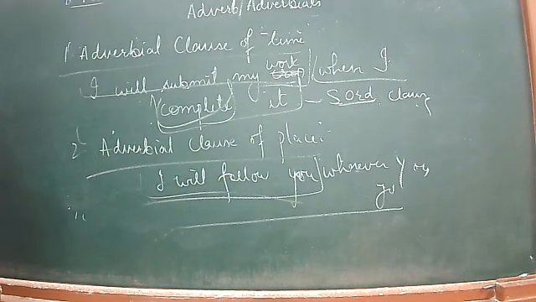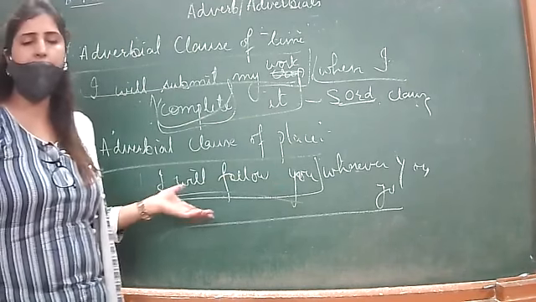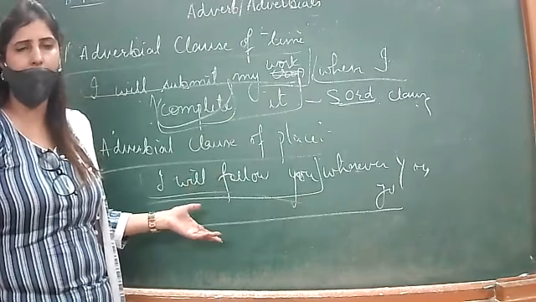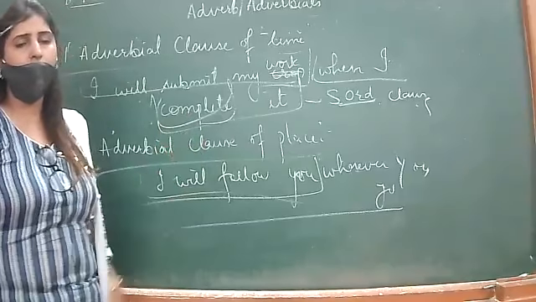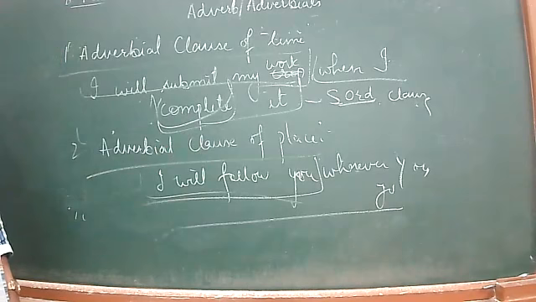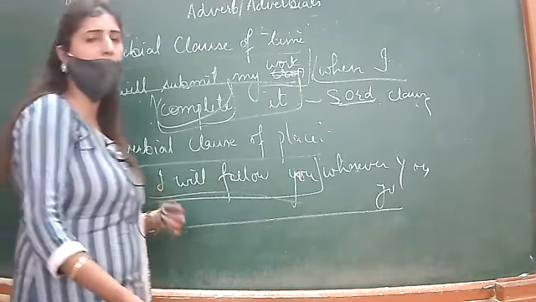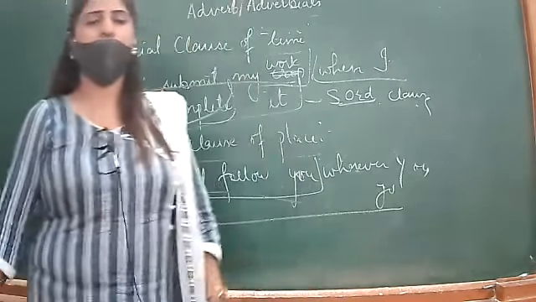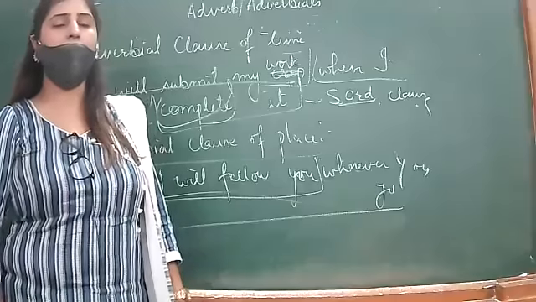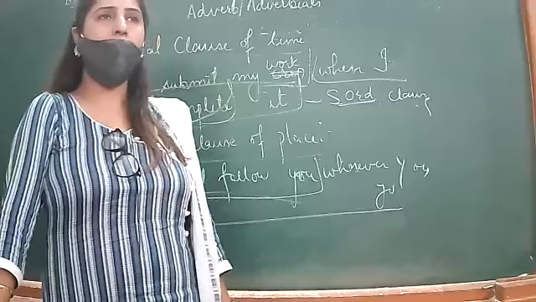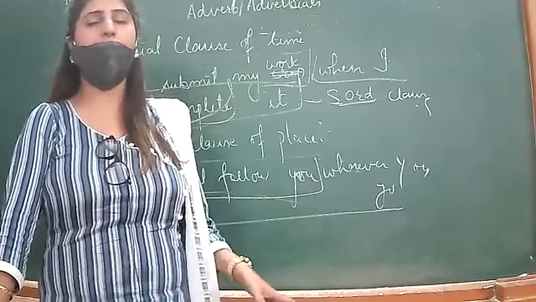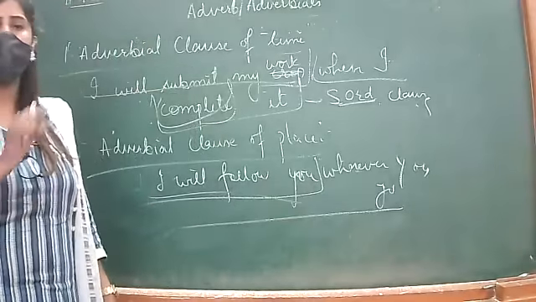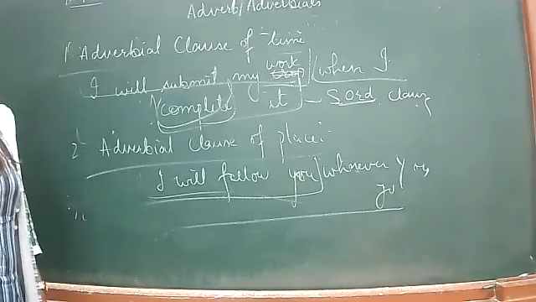For example, he has placed the keys where he cannot be able to find it. So he cannot be able to find is dependent upon the other main clause, where he has kept the keys. Similarly, we have adverbial clause of reason. For example, the simplest example: we work hard so that we can score good marks. We earn money so that we can have a good life. We are doing it because we want to finish the work. These are the examples in which we are giving the reason. So this is why it is an adverbial clause of reason.